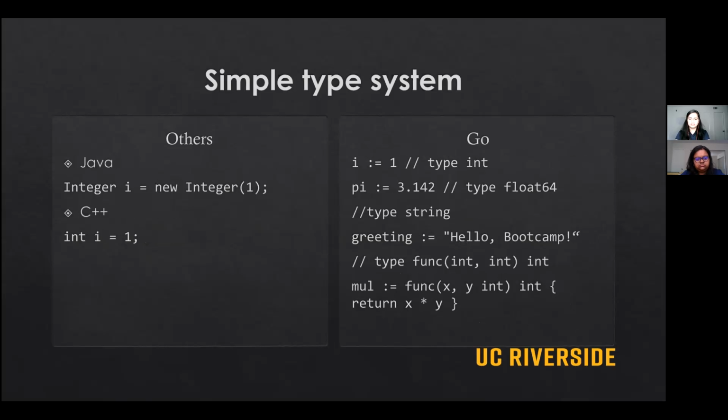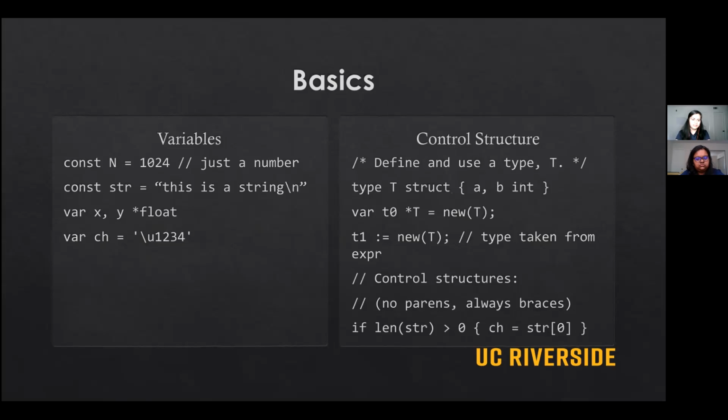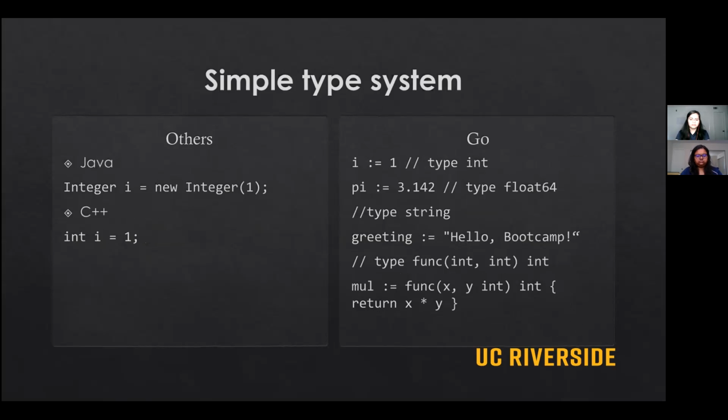Another thing is, this is what I was talking about. As we saw in the earlier slide, we can always declare variables as var, name, and their type, or we could directly assign them values and the type will be inferred. For example, in case of pi, if we assign it as 3.142, it will be automatically inferred as a float type. Or if we assign a string, it will automatically be inferred as a string type, right?